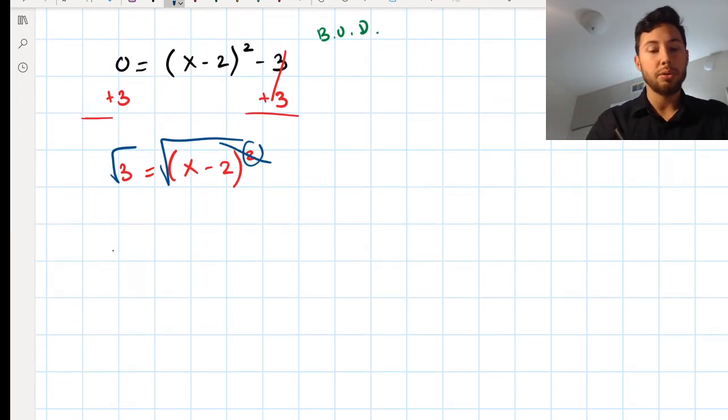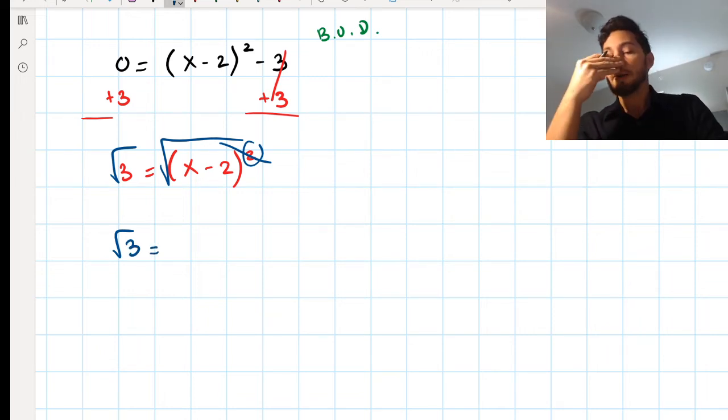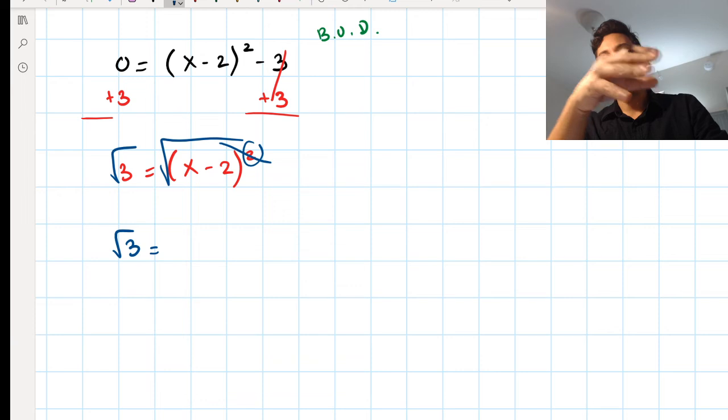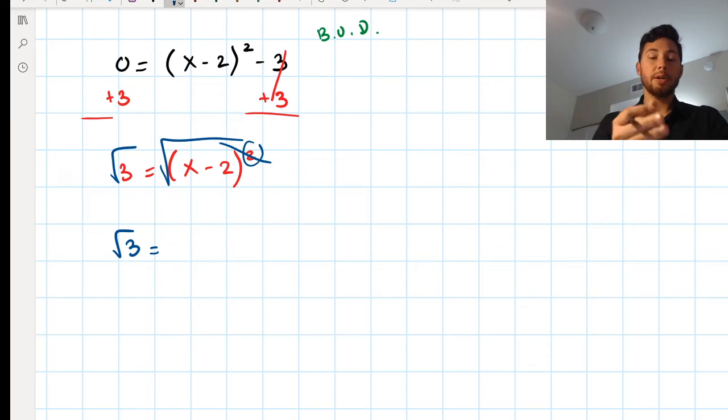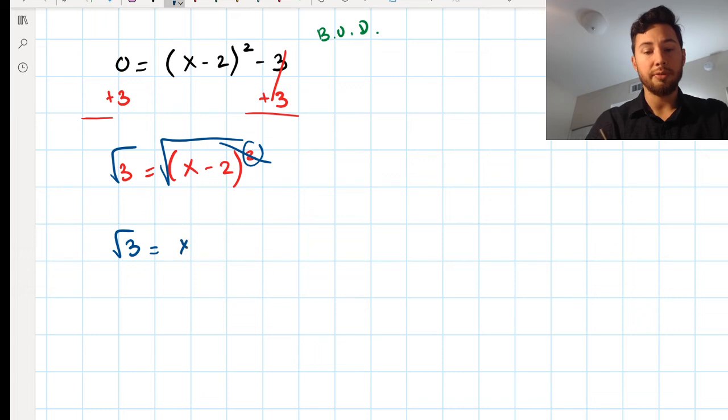Well, the square root of 3, there is no whole number that will give me an answer for that. Some of you left it as decimals. Some of you said no solution, but what I need to learn is that if I can't simplify the radical, I need to just leave it like that. So I'm going to leave that as the square root of 3. And on the other side, I'll just have x minus 2.